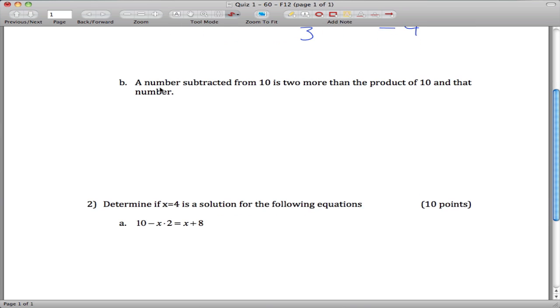And if we repeat that on this one, a number subtracted from 10, we'll start with the keyword "is" right here. That's going to be our equal sign again. On the left-hand side of the equation, we have a number subtracted from 10. Remember, that's the one that goes kind of backwards. So we have minus x, and we want to subtract it from 10. So 10 minus x on the left-hand side equals 2 more than the product of. 2 more than means I'm going to have something, and I'm going to add 2 to that.